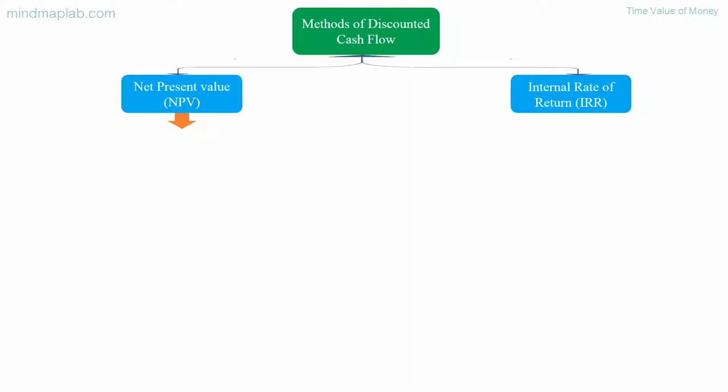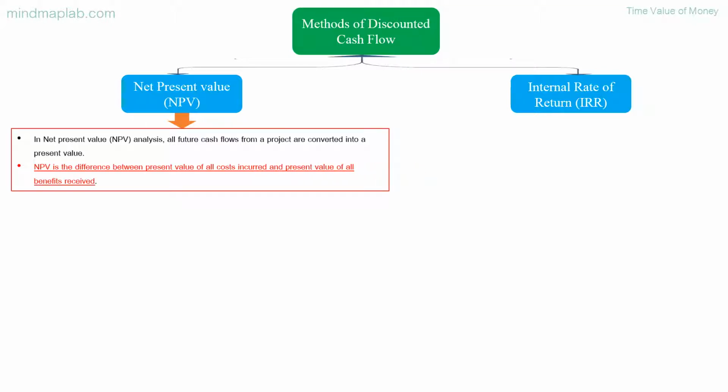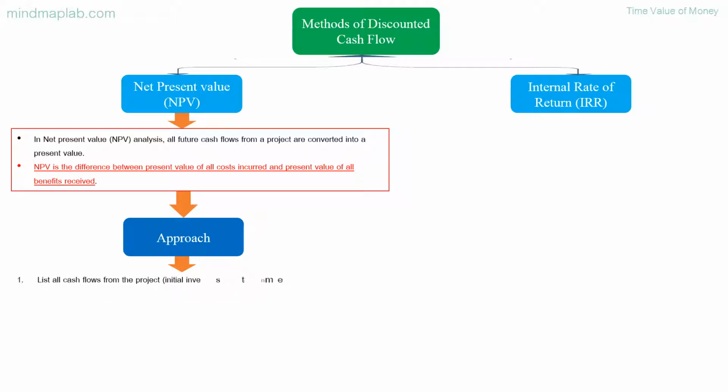Net present value, NPV. In net present value, NPV, analysis, all future cash flows from a project are converted into a present value. NPV is the difference between present value of all costs incurred and present value of all benefits received. The approach to be used. List all cash flows from the project, that is initial investments, future cash inflows/outflows. Discount these cash flows to present value using cost of capital as discount rate.